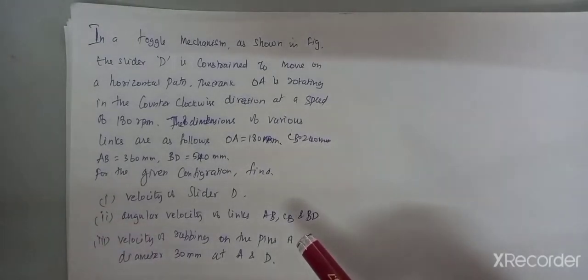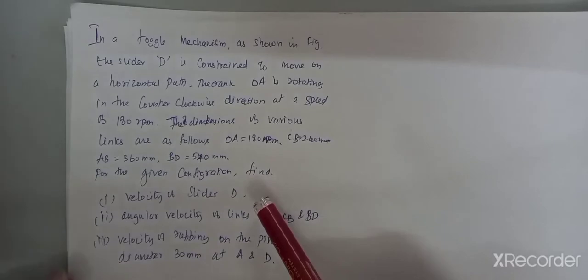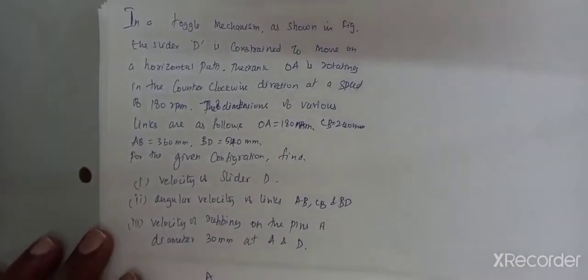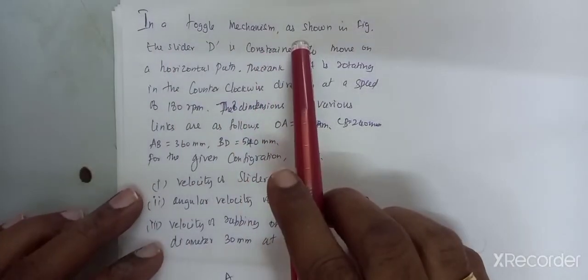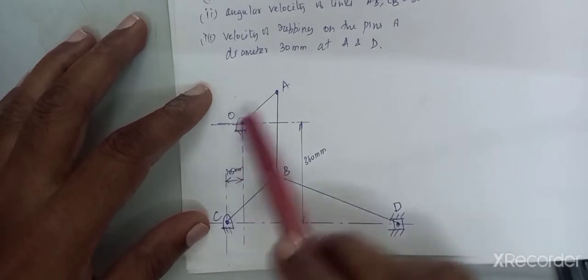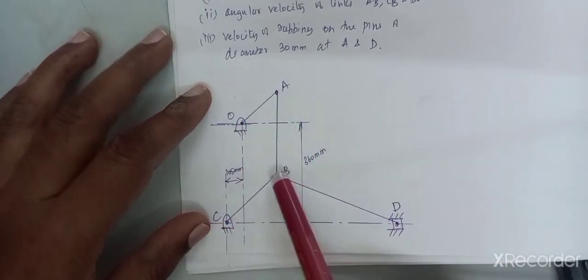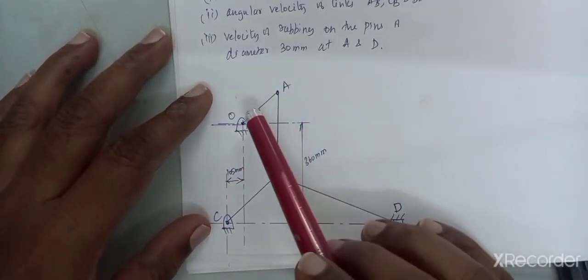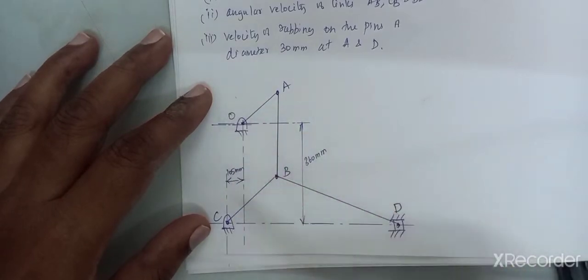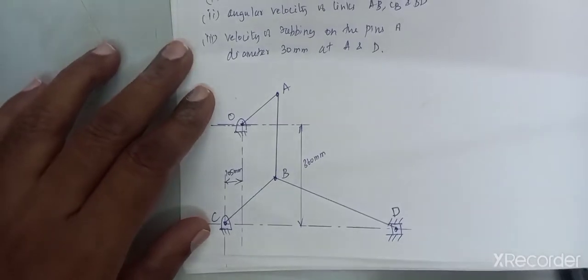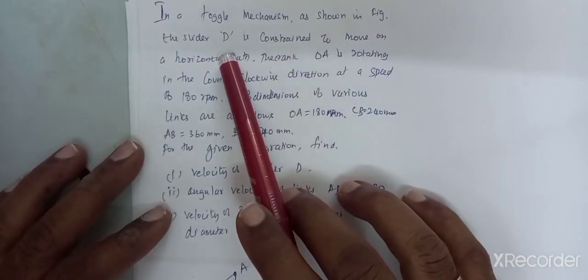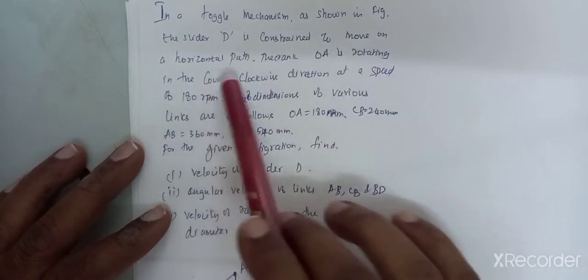So now we are going to see the problem related to toggle mechanism, right? In a toggle mechanism as shown in figure, there is a 4-bar link and a slider crank link. Link number 1, 2, 3, 4 and slider 5, and 1 is fixed. So totally we have 6 links here. For this toggle mechanism, the slider D is constrained to move on a horizontal path.